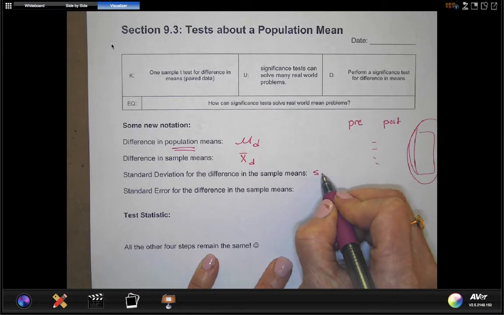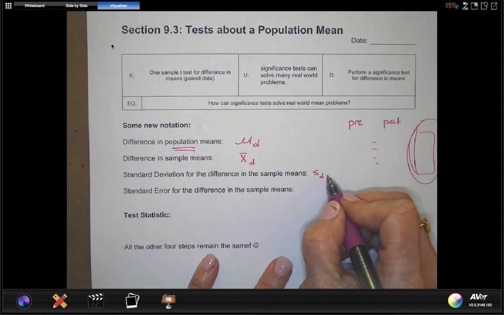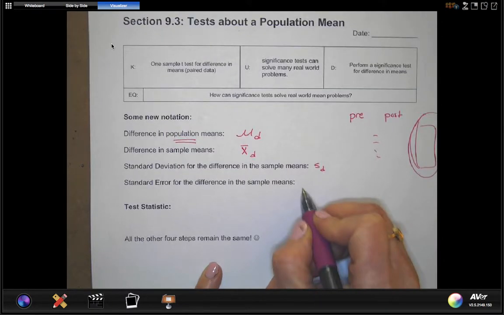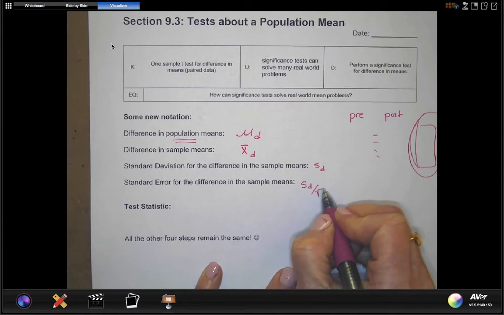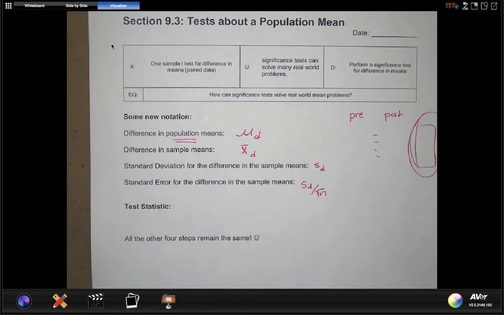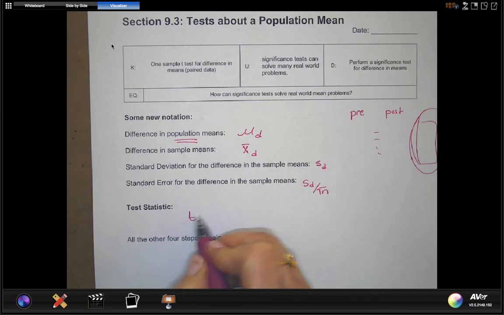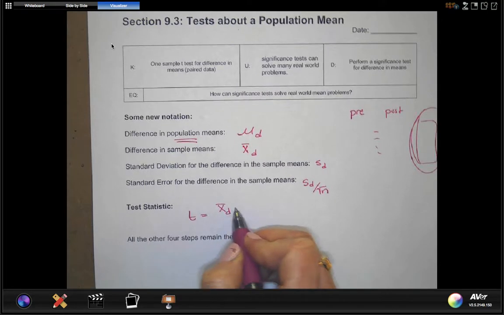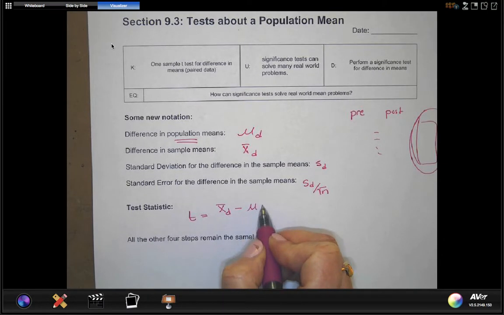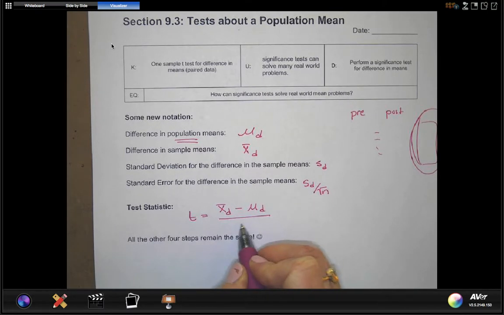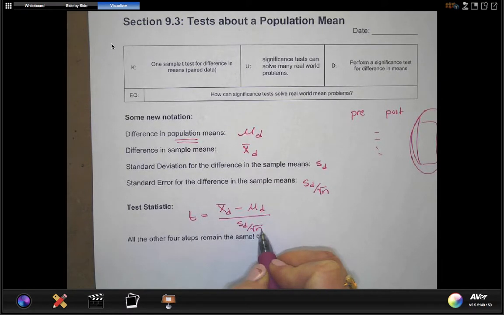The standard deviation, I'm going to avoid double subscripts here, so I'm just going to say SD. The standard error is SD over the square root of n. Your test statistic is x bar d, the statistic, minus the parameter, divided by the standard error, the standard deviation of the statistic. All right?